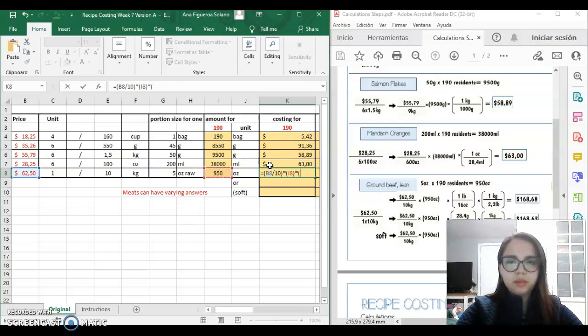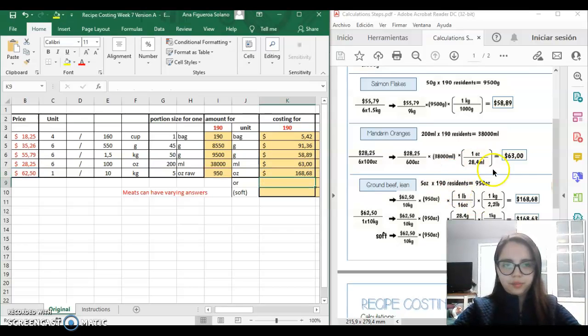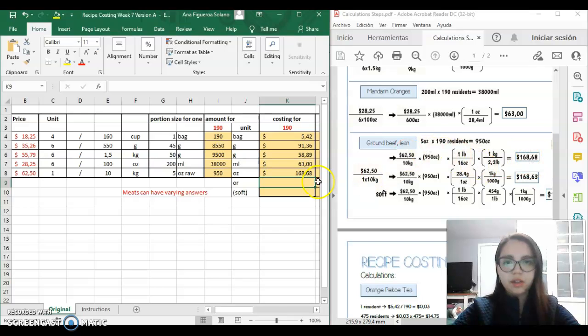I'm going to multiply it by a new bracket, which is 1 pound gives us 16 ounces, close bracket, and then multiply it again, open bracket, 1 kilogram gives us 2.2 pounds. Close bracket, enter. It's the same answer we have here.